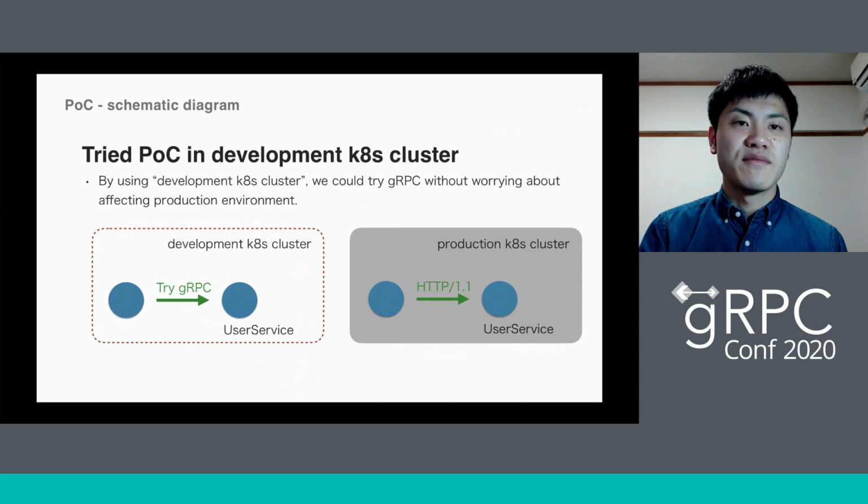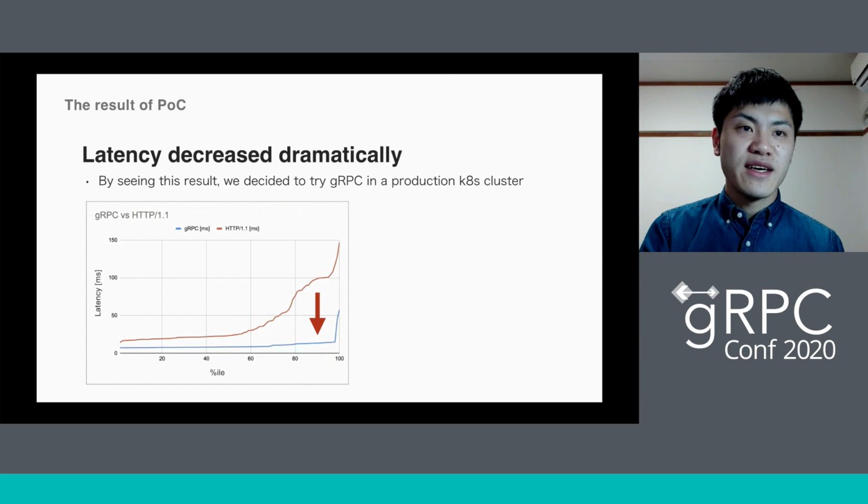This is a schematic diagram of POC. We have a development Kubernetes cluster. This is separate from a production cluster, and we tried gRPC in this cluster. By using a development cluster, we could try gRPC without worrying about affecting production environment. This is the result of POC. This diagram shows the distribution of latency. As shown here, latency decreased dramatically in all cases. By seeing this result, we decided to try gRPC in a production cluster.